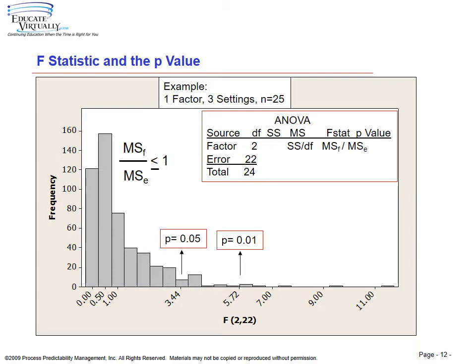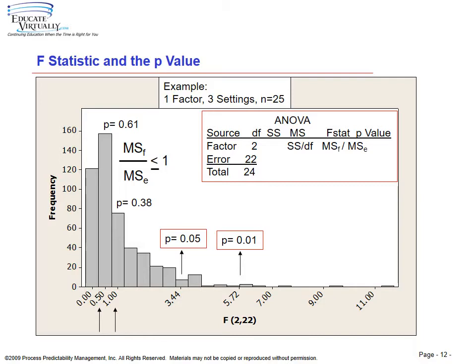So for an F statistic that turns out to be equal to 1, that gives us a p-value of 0.38. That's significantly larger than 0.05, and we've always said that we want to have p-values that are less than 0.05. If we have an F statistic of 0.5, we can see that the p-value has now leaped up to 0.61.